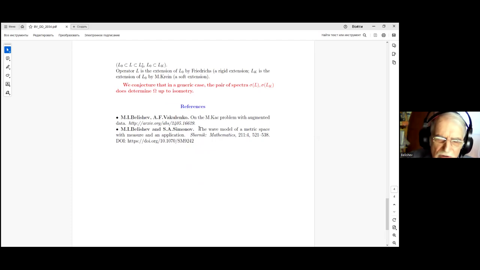The detail concerning the wave spectrum may be found, for instance, in this article in Mathematical Sbornik, which, as far as I remember, was published in 21, maybe something like this. Thank you for your attention.